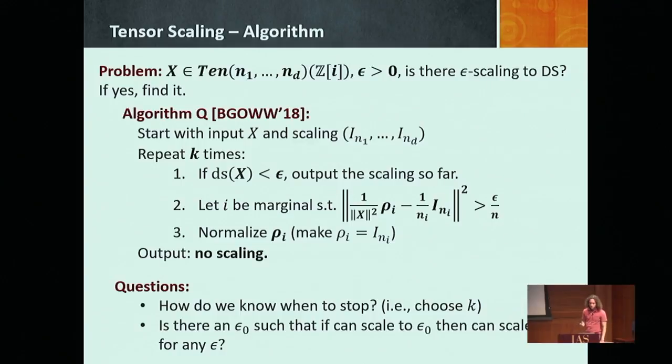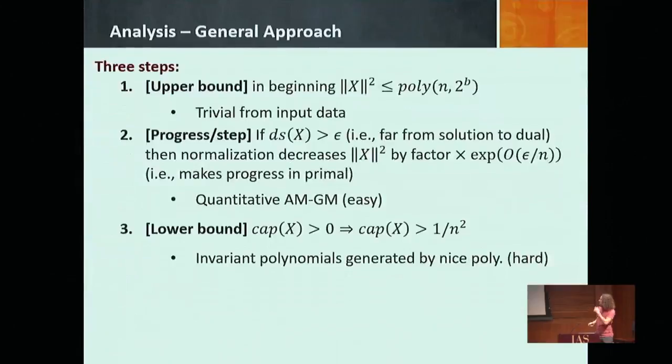Okay, so what is the analysis for this algorithm? It's quite simple. It's these 3 steps. So in the beginning, think of any of the 3 algorithms, matrix scaling, operator, or tensor. In the beginning, our input is a matrix with integer entries or Gaussian integer entries. So its norm is bounded. If there are integer entries with bit complexity b, the norm of X is bounded by some polynomial in n, the dimension of your input, plus 2 to the b. So this is trivial from the input data.